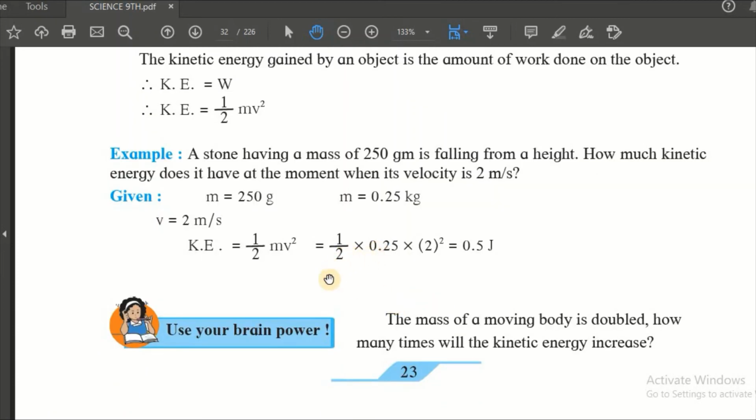Here is the question below. The mass of a moving body is doubled. How many times will the kinetic energy increase? When we double the mass of the moving body, the kinetic energy also doubles. When the mass of the body is halved, the kinetic energy is also halved. Here you get the answer.